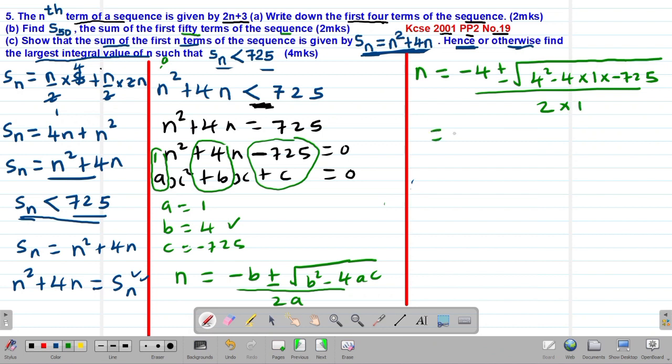So this will give me negative 4 plus or minus the square root of, I'll feed what is under the root on my calculator. I'm having 4 squared minus 4 multiplied by 1 multiplied by negative 725. This will give me 2916.